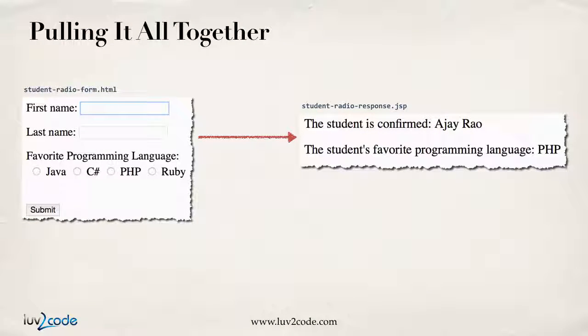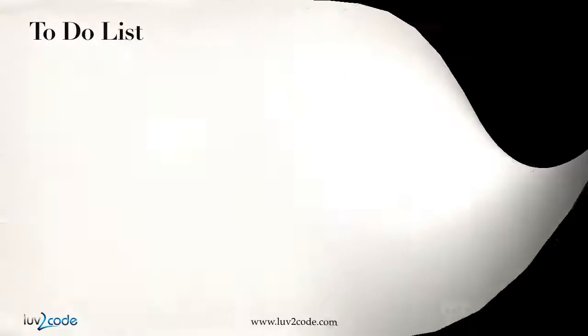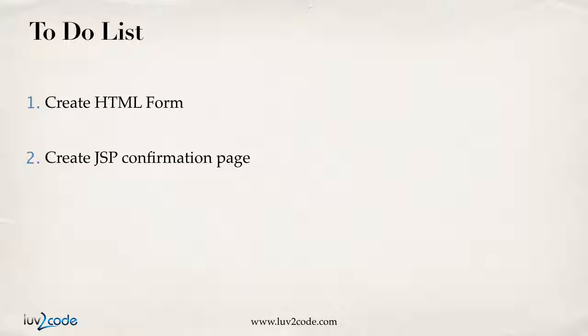All right, so let's go ahead and pull it together with an example. So we'll have a student radio form where the user will enter their information and they can choose their favorite programming language. They'll hit submit. It'll go across to a JSP page that'll actually process it and display the student's favorite programming language. Okay, and as you know, I love to-do lists here. So the first thing we have to do is create our HTML form. And then the second thing is create the JSP confirmation page. All right, so a lot of good things here. Let's go ahead and start coding.